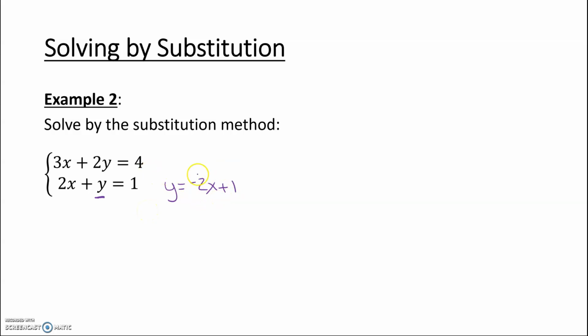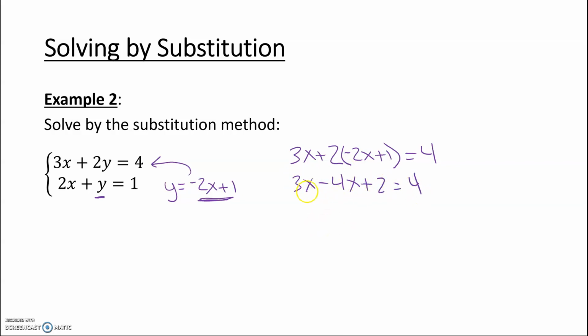So now everywhere you see a y, you can plug in negative 2x plus 1. So we're going to go ahead and substitute this into the first equation. So we have 3x plus 2, and then instead of y, we're going to substitute in negative 2x plus 1. Should equal 4. And we're going to distribute. Three x's minus 4x's. We're going to go ahead and subtract that 2 from both sides as well. And divide both sides by negative 1. So now we have our x variable.